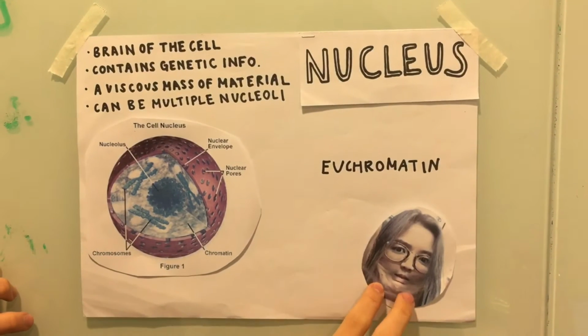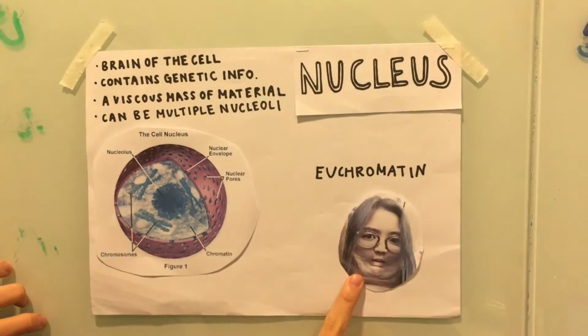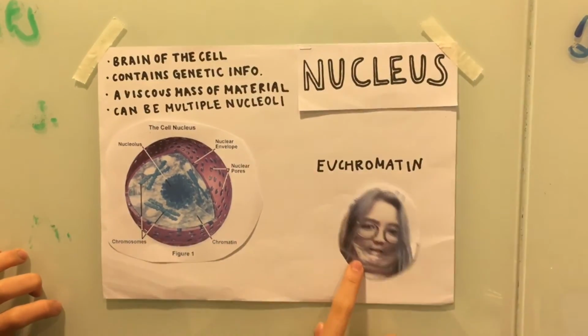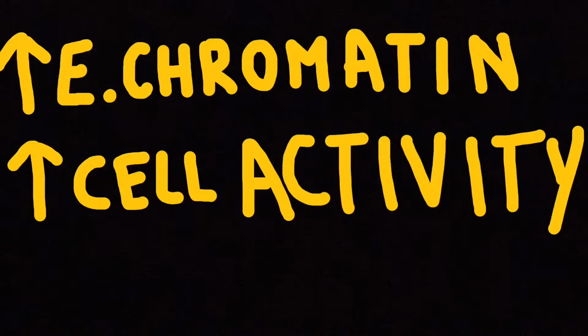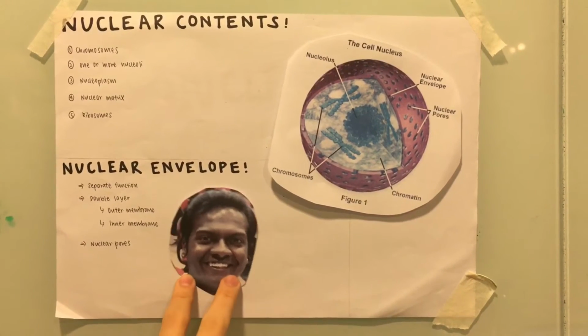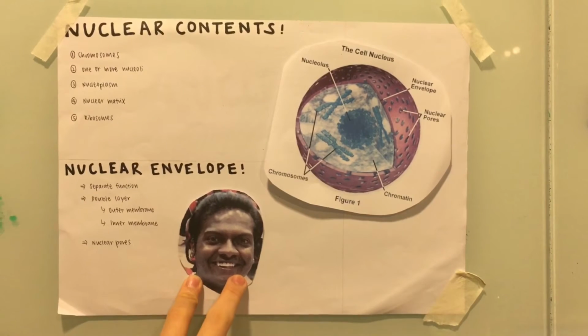Moving on, the euchromatin. It is a loosely packed form of DNA, and it stains faintly with the Giemsa stain. It is an active gene expression. So, the more euchromatin there is in a cell, the more cellular activities it has. These are the contents of the nucleus and the functions of its envelope.